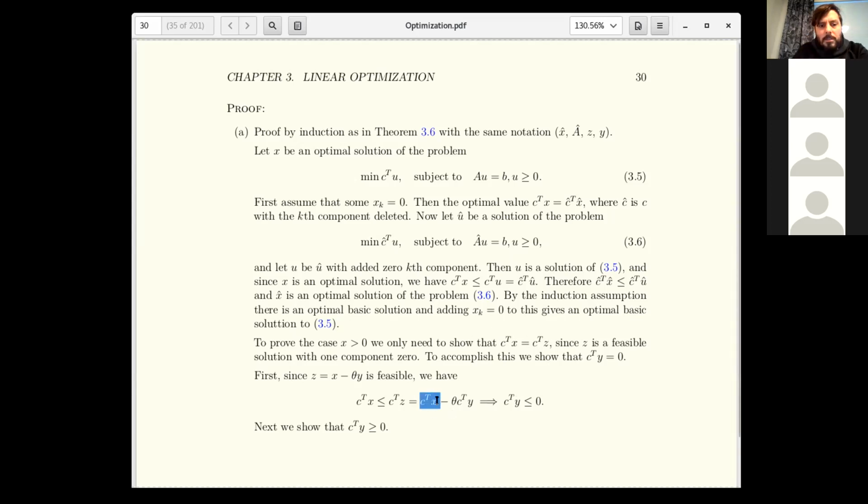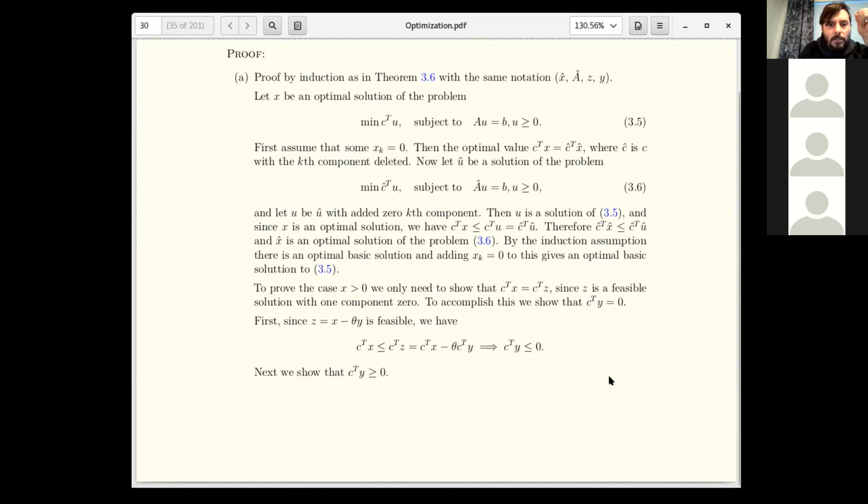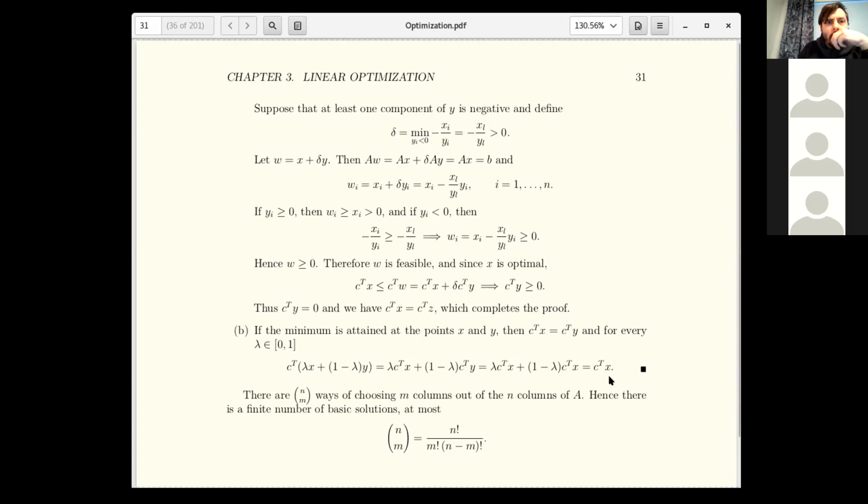So this means that if we take a positive theta here, then C transpose Y must be negative, right? We're subtracting something from C transpose X, namely theta times C transpose Y, so that C transpose Y must be non-positive. On the other hand, we can also show that it cannot be negative. If we take it from the null space, we can choose.